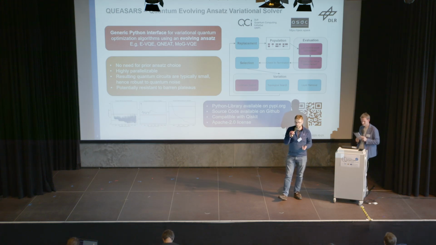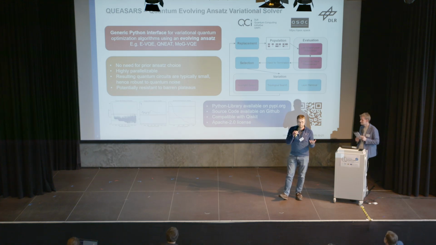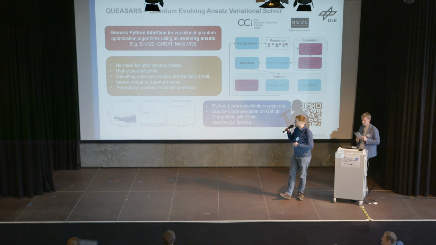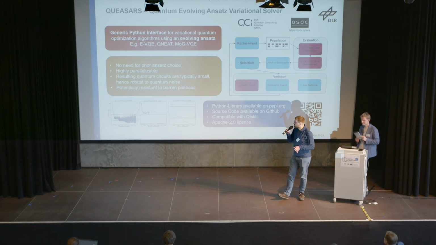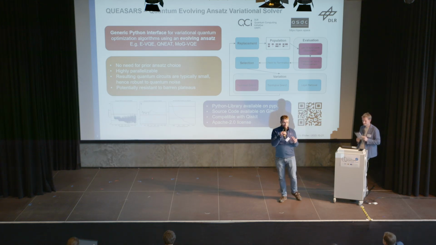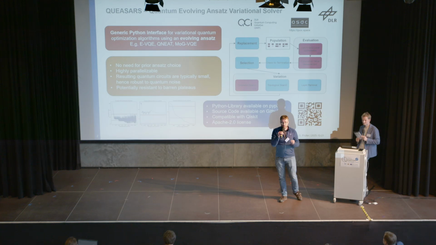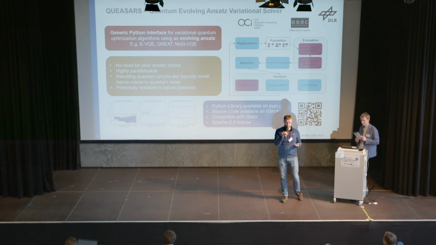In particular, we implemented EVQE, where you use an evolutionary algorithm to pick a good ansatz choice, and use this, for example, for the job shop scheduling problem. The library is very generic. You can also do this for other algorithms. It offers you a highly parallelizable way of doing optimization. And the resulting circuits, the resulting ansatzes, are actually pretty small, so it's very robust against noise.